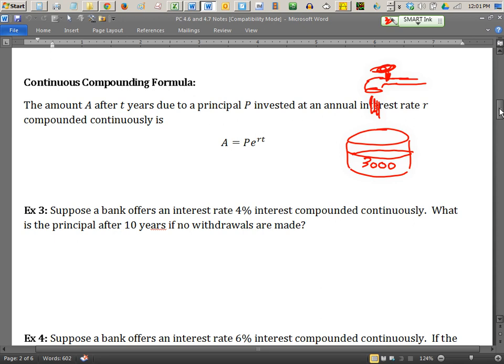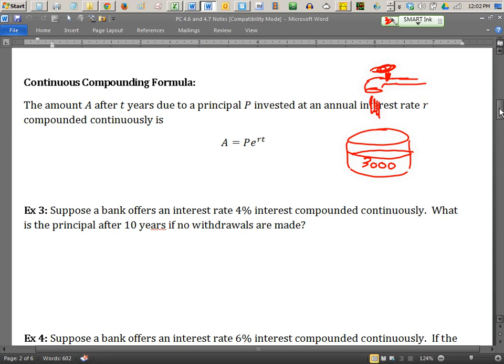So the rate at which the interest is coming in depends on how much there is in the bank right now. It makes sense, right? If you have a lot of money and they give you 2%, that's a lot of money. But if you only have a little bit of money and they give you 2%, that's only a little bit of money.